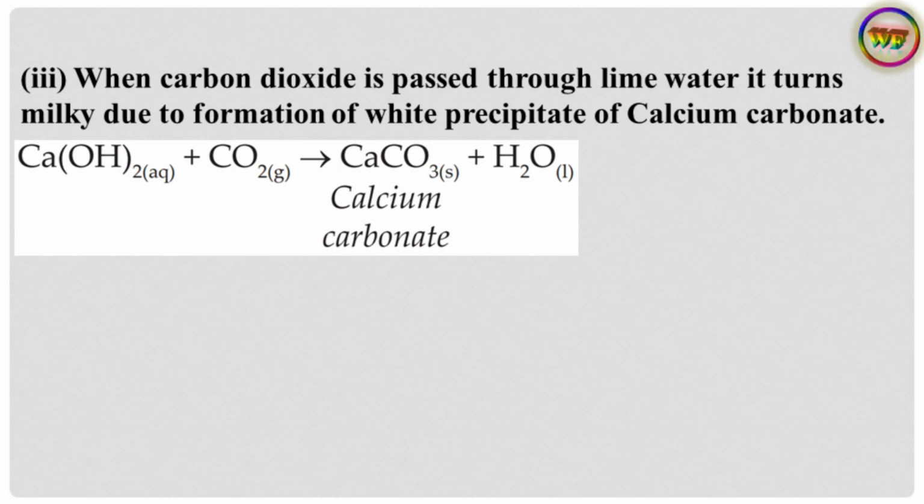Point 3. When carbon dioxide is passed through lime water, it turns milky due to formation of white precipitate of calcium carbonate.